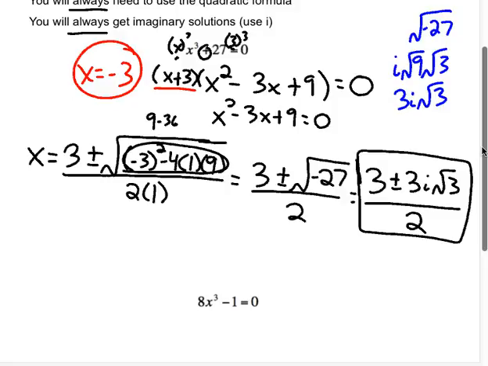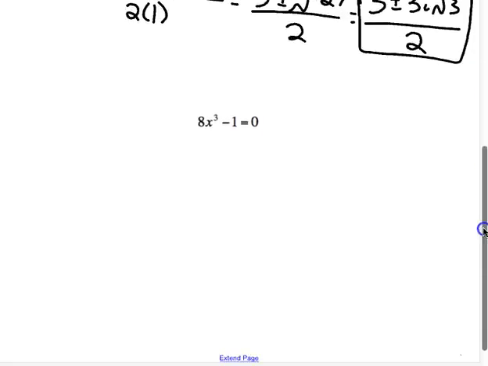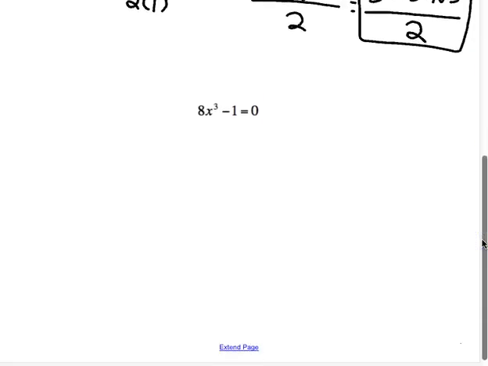And again, as long as you're good at your chapter 4 content, then having to use the quadratic formula isn't going to be that huge of a deal for you. Okay, so let's look at our next one.